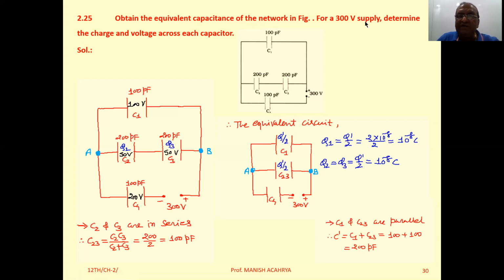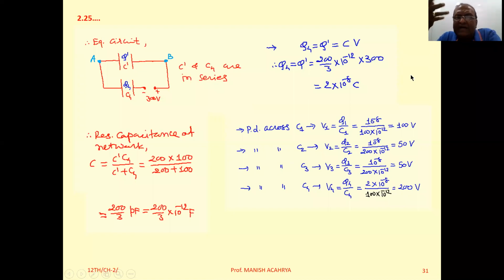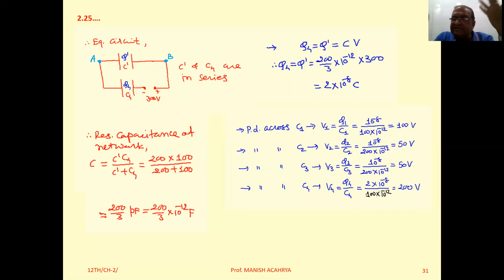Clear up to this one? Now we have the charge on each capacitor and the value of the capacitance for each capacitor, that is given to you. So simply we can calculate the potential difference across each one. Say we have the equation C equals Q by V, so V equals Q by C.